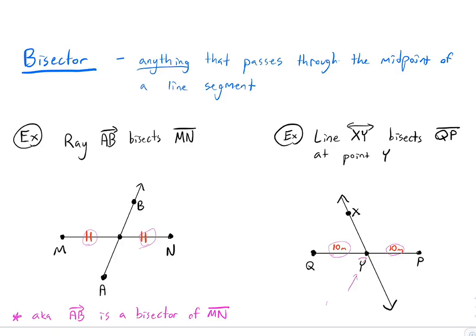In other words, Y is the midpoint of QP. Again, there is no midpoint of a line XY because it's infinitely long, so there's no middle of it. All right, and bisects is like a verb. So this bisects that, it cuts it in half, cuts it into two equal parts. Or you could use it as a noun. You could say it is a bisector. So ray AB bisects and AB is a bisector are the same thing, just one's a noun, one's a verb. Okay, you could use it either way.